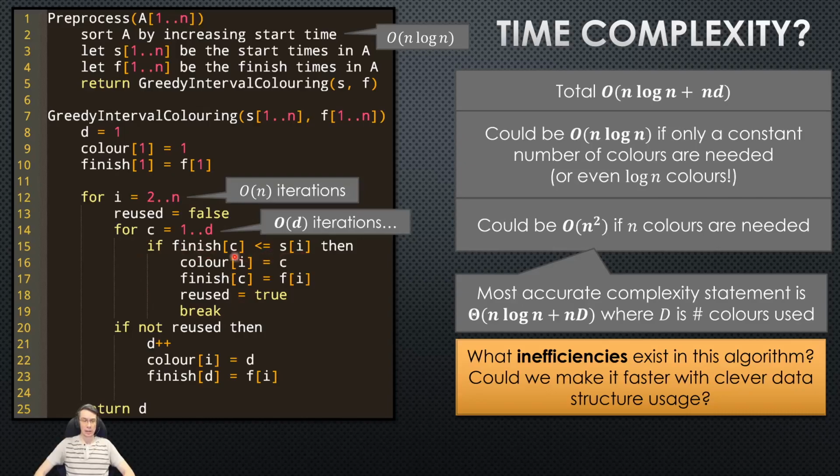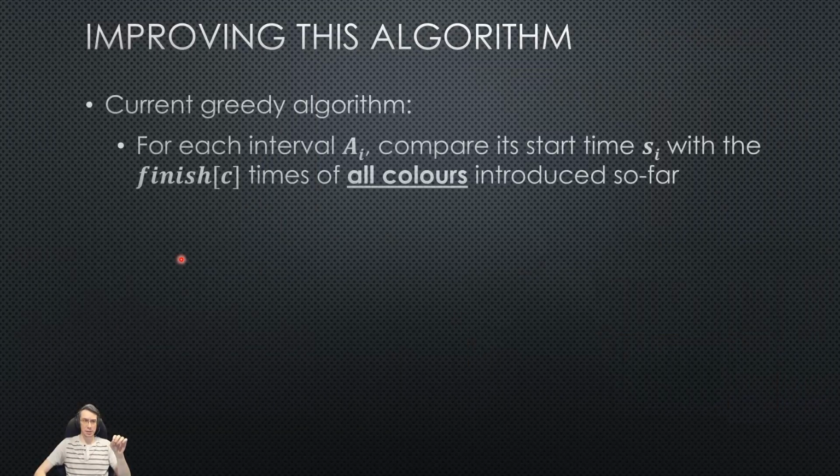So I'm looking for, well, if I could find the C value that has the smallest finish time, then I'd have the best chance of satisfying this expression, right? If finish of C is less than or equal to Si for the C that has the smallest finish C, great. If the smallest finish C doesn't satisfy this expression, then every other finish C will also not satisfy this expression. Like if the smallest finish C is greater than Si, all the bigger finish C's will also be greater than Si. So really I just need to find the smallest finish C. Okay, so that's basically what is being said here.